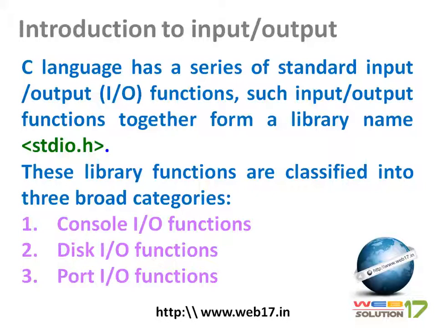These library functions are classified into three broad categories. First is console input output functions, which accept input from keyboard and produce output on the screen. The second is disk IO functions, which perform IO operations on secondary storage devices like floppy disk or hard disk. Third is port IO functions, which perform IO operations on various ports like printer port, mouse ports, etc.